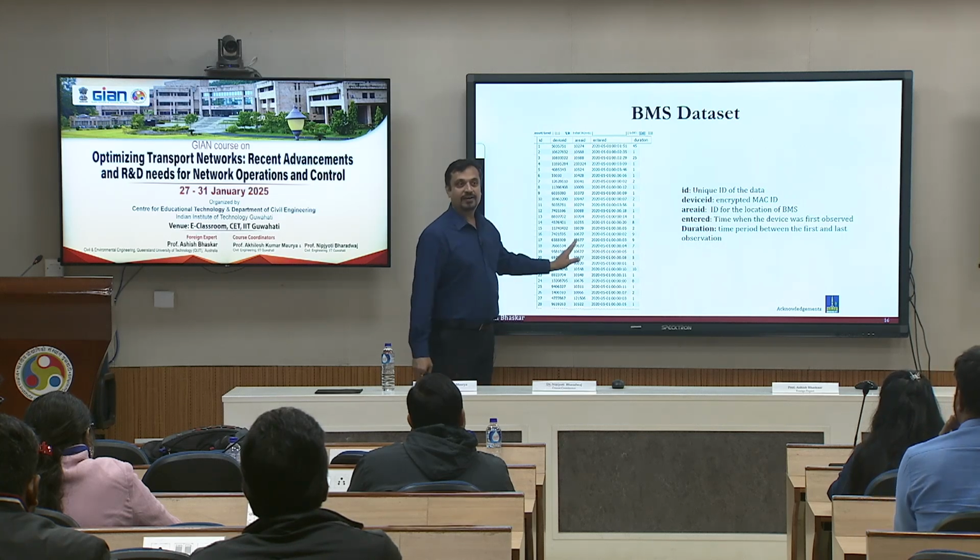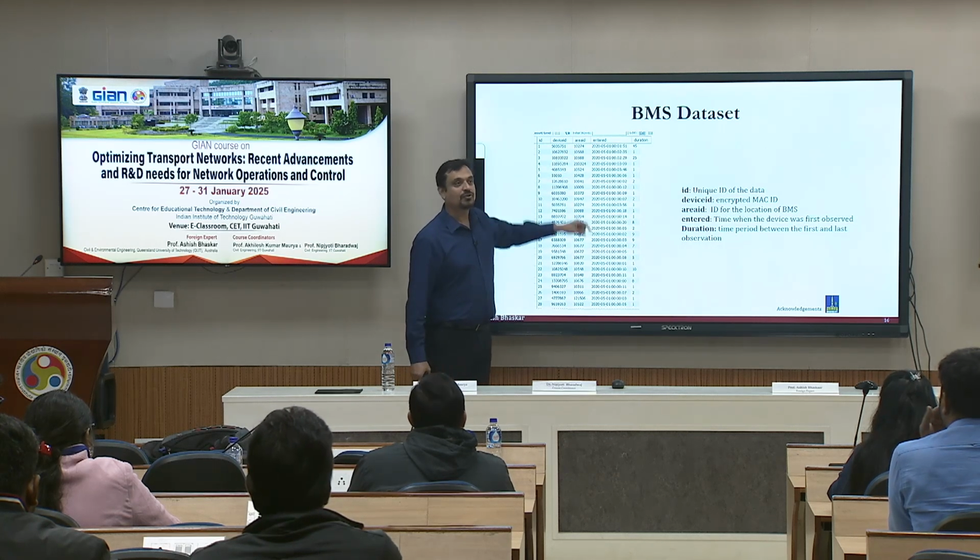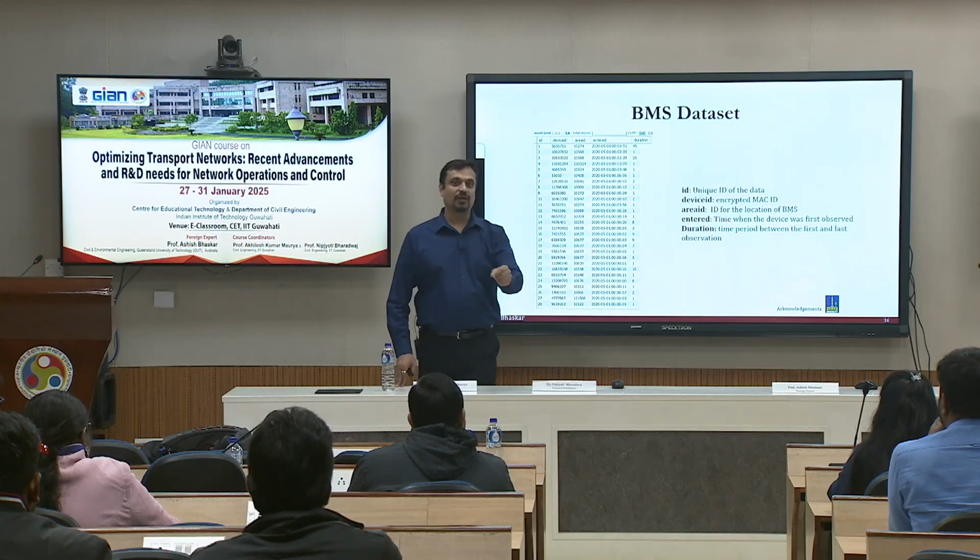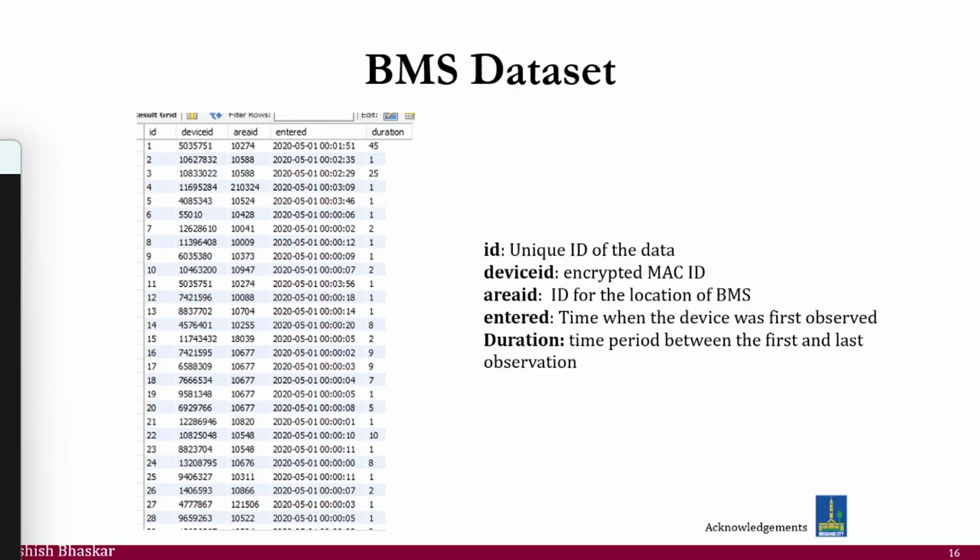Then there is an area ID, meaning the location where the scanner is installed. That's the unique ID of the area. So let's say this is 10274, might be, let's say, the intersection of Old Cleveland Road and Newnham Road, one intersection. And you know the XY coordinates also from some other data set.